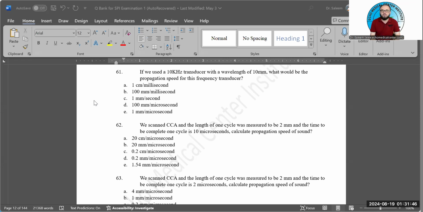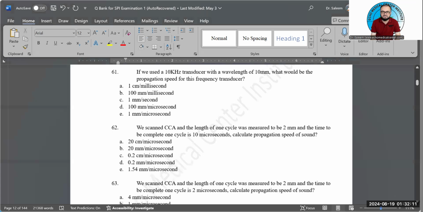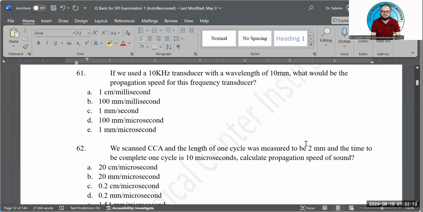So we have 1 centimeter in a millisecond, we have 100 millimeter in a microsecond, we have 1 millimeter in a second, and we have 100 millimeter in a microsecond, and then we have 1 millimeter in a microsecond. What do you think? Which one can be the correct answer? What is your opinion? Let me make the numbers a little bit larger, so it's more visible.